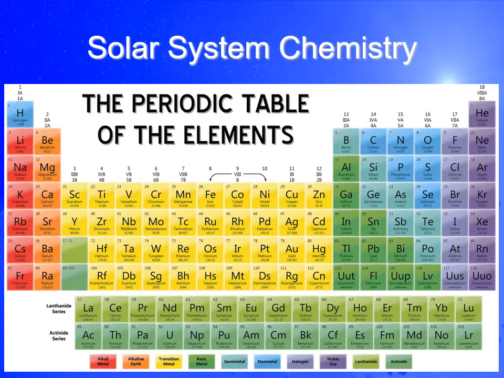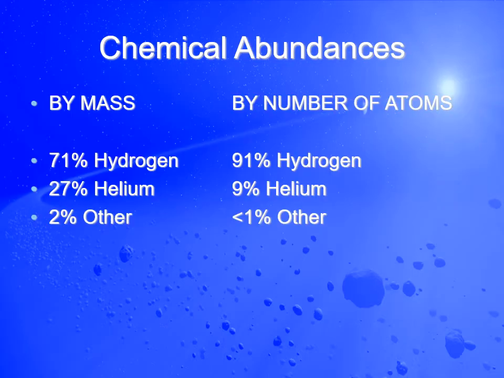Chemistry. Every element in the periodic table has a unique spectrum. And so that means when you're doing spectral analysis, you can figure out which elements are making up what you're looking at. And what we notice is that when we look at the solar system, by mass in the universe, in fact, about 70%, 71% of the universe is hydrogen, 27% is helium.